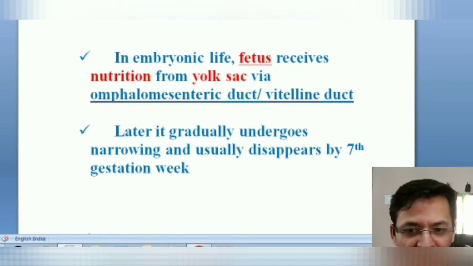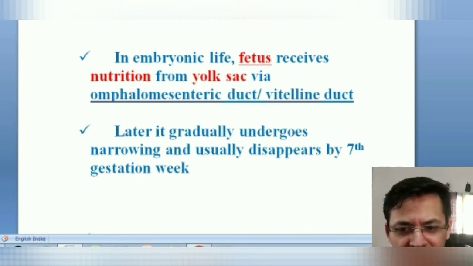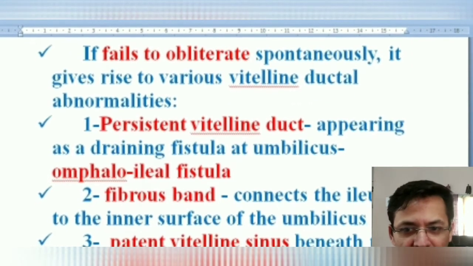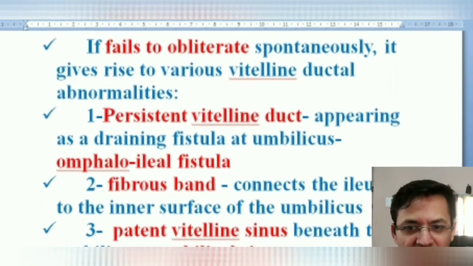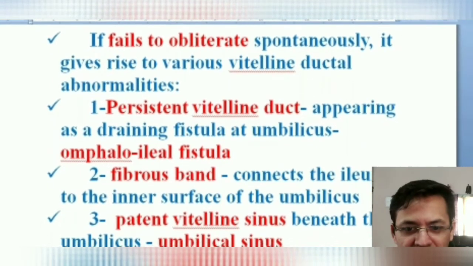In embryonic life, the fetus receives nutrition via the yolk sac, via the omphalomesenteric duct or Vitelline duct. Later, it gradually undergoes narrowing and usually disappears by the 7th gestation week. If it fails to obliterate spontaneously, then it gives rise to various Vitelline ductal abnormalities.